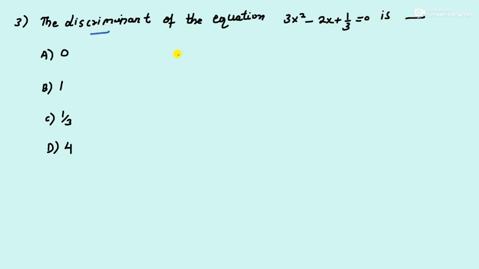Discriminant they have asked. Same, b square minus 4ac. Okay, so substitute the value. A is 3, b is minus 2, c is 1 by 3. So when we substitute, this becomes minus 2 whole square minus 4 into 3 into c is 1 by 3.